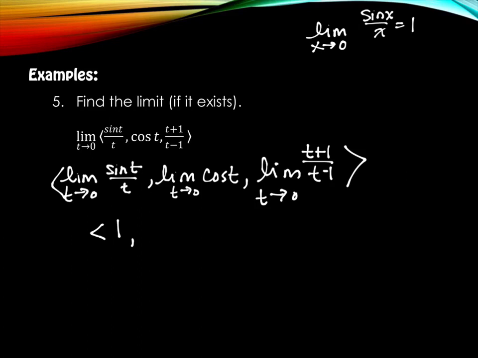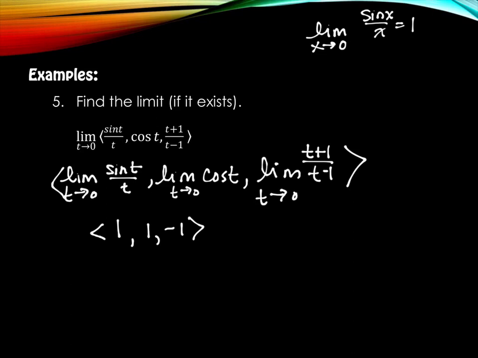The second one, though, you can actually evaluate, right? You can actually put the 0 in. So what is the limit value for cosine of t as t approaches 0? That one's 1 as well. And then how about the limit as t approaches 0 of t plus 1 over t minus 1? That one's negative 1.